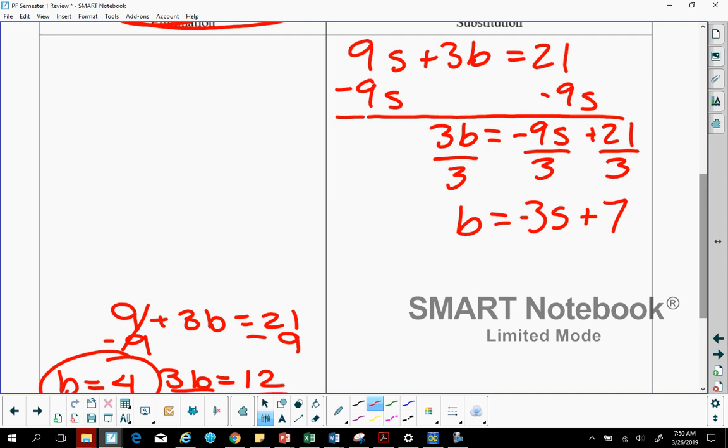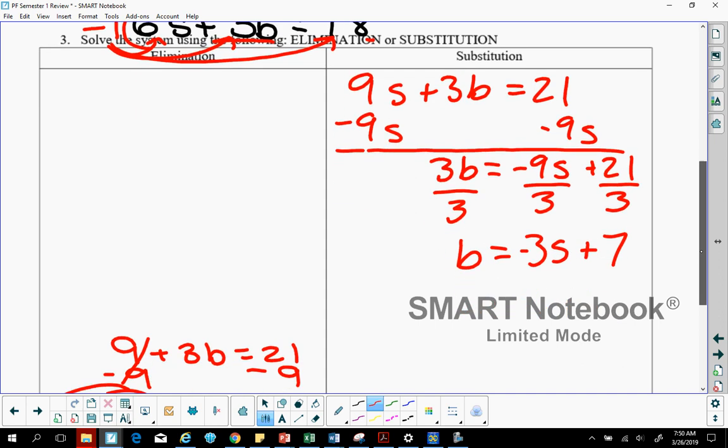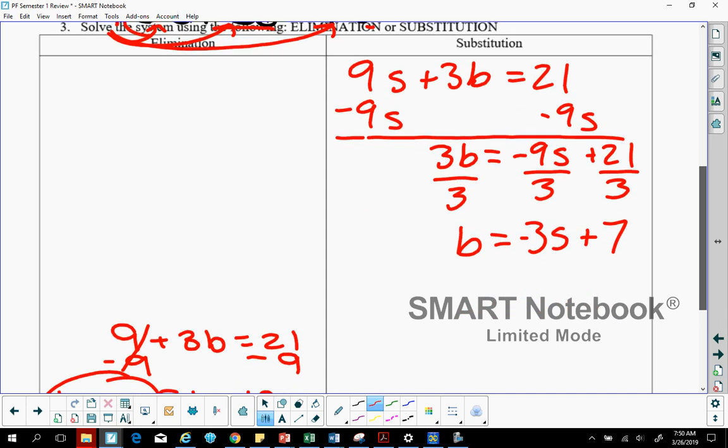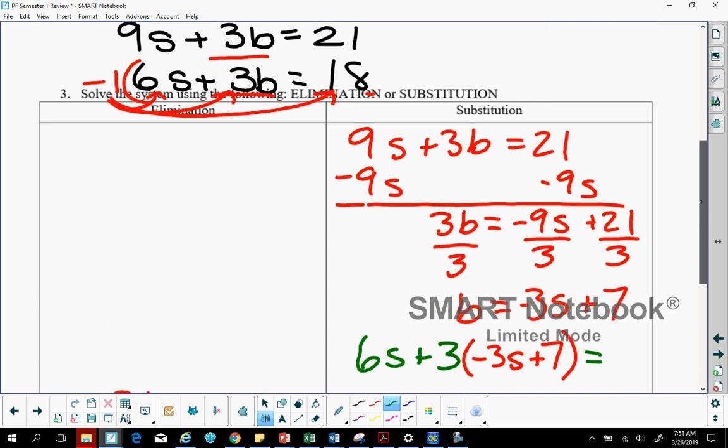So now that we have what this variable is equal to, we're going to plug it into the other equation. And you have to make sure you plug it into the other equation. So we have 6s plus 3b, and we know what our b is equal to. It's equal to negative 3s plus 7 equals 18.